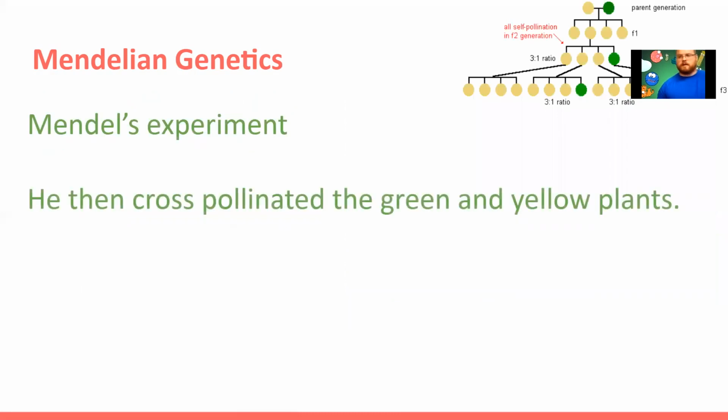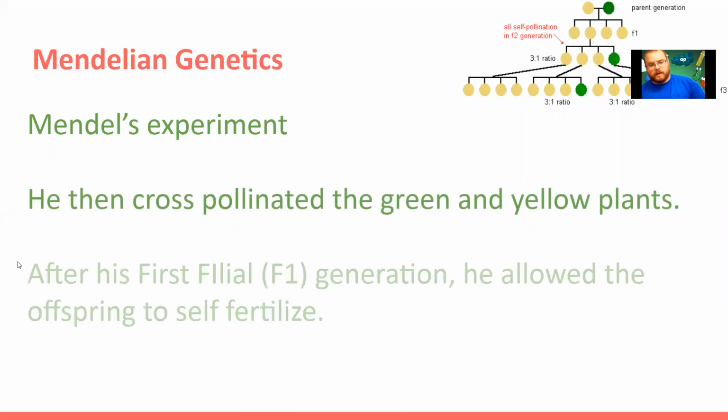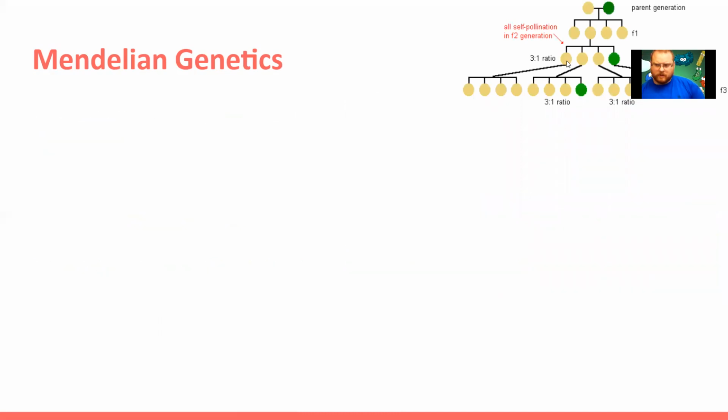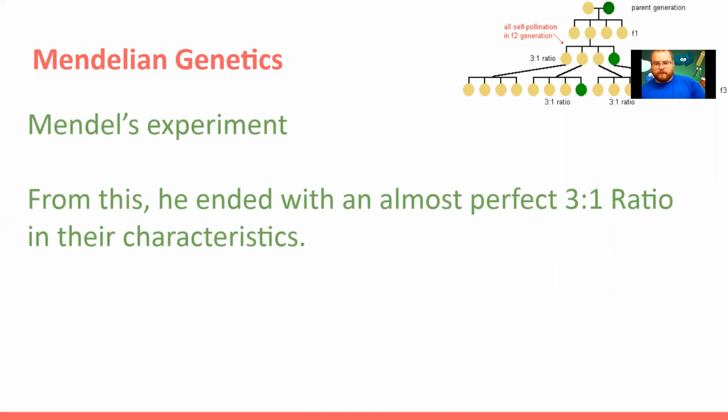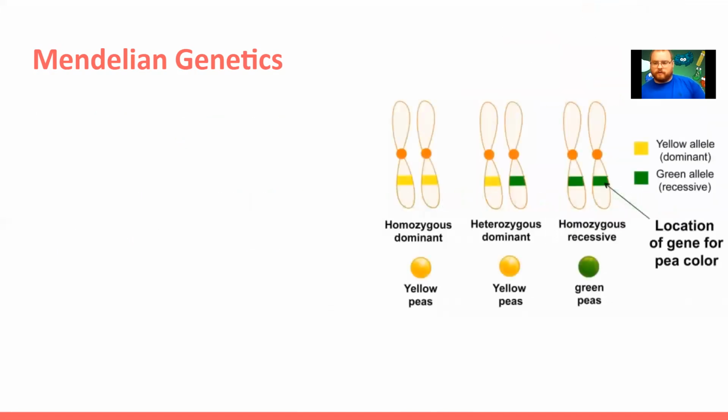So on Mendel's experiment, after he created these hybrids, which were the offspring, he cross-pollinated the green and yellow plants. After his first filial generation, that is these right here, he allowed the offspring to self-fertilize. So they reproduced with themselves. So from this, he ended up with a perfect 3-to-1 ratio of their characteristics, which was green and yellow. And that brought us to recessive and dominant traits.